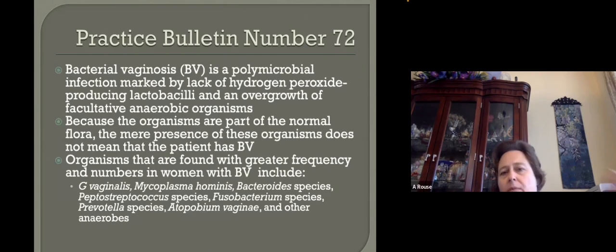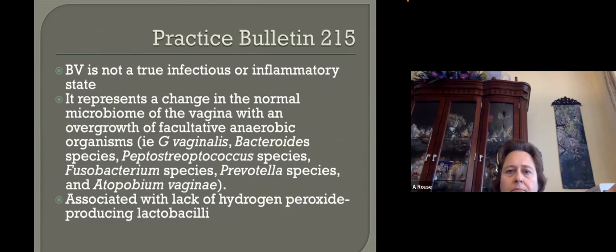So BV, again, we talked about already. The practice bulletin is just summarizing it, restating the fact for us that it's polymicrobial. So there is a lack of hydrogen peroxide-producing lactobacilli. So you have an overgrowth of your anaerobes. And because they're part of your normal flora, just because they're present doesn't mean you have BV. The patient needs to be symptomatic. And these are the species that you're going to see included in that list.